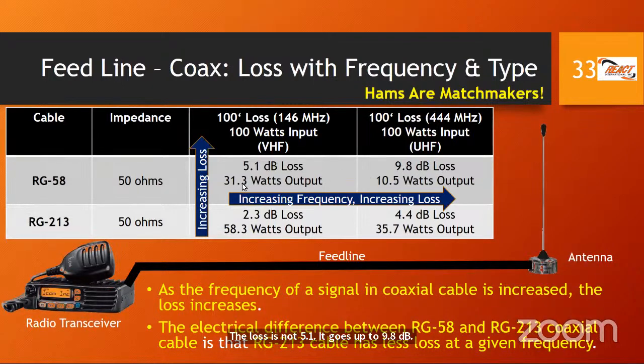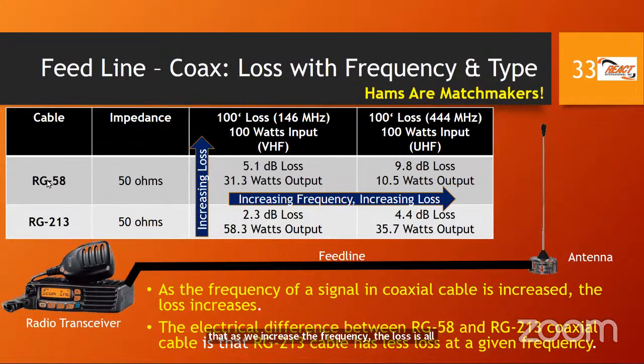So here's the thing. We are now going to end up with much less power out. We are sending 100 watts in on the coax cable, but we're only getting 10.5 watts out. Why is that so? Because the loss is higher the higher the frequency you apply. So while we had only a 5.1 dB loss at VHF frequency, we have 9.8 dB loss at the UHF frequency. And that is what we need to learn, that as we increase the frequency, the loss is also increased for the same cable.